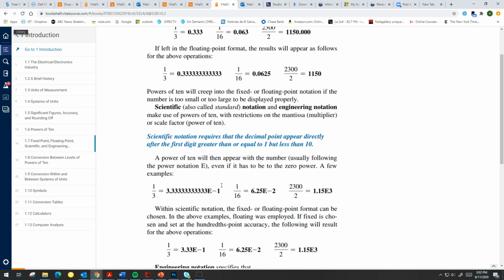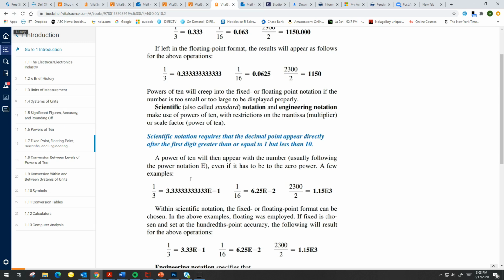Okay, the other way of displaying numbers is using what is called scientific notation. It's also called standard notation. Those make use of powers of 10 and have restrictions on what the mantissa, the multiplier part, is. So scientific notation, and this is the rule for scientific notation, requires that the decimal point appears directly after the first digit greater than or equal to 1, but less than 10.